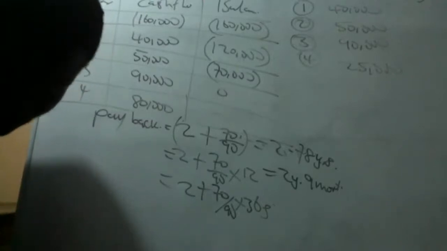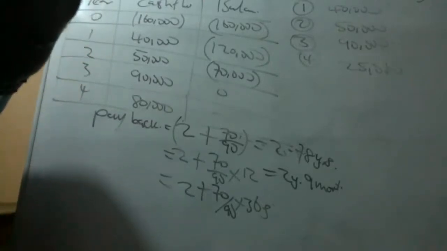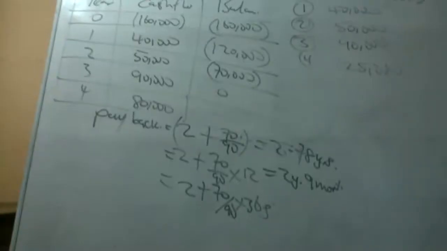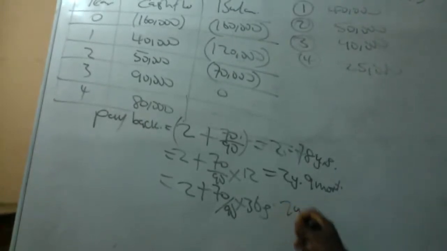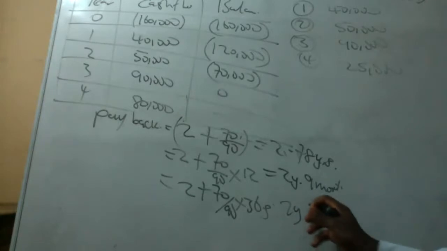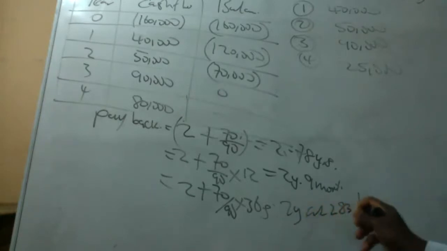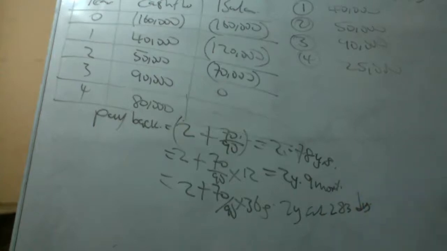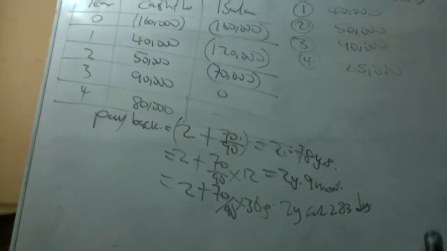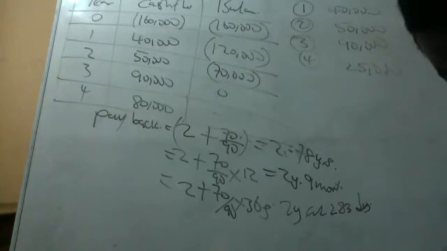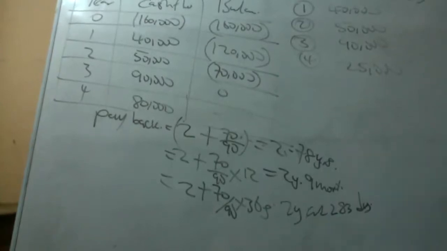So I like that. Someone had it. 2 years, 283 days. In fact, most of you had it correct. I like that. So 2 years, comma, and what? 283 days, almost a year. I like that. Please, do you get it?